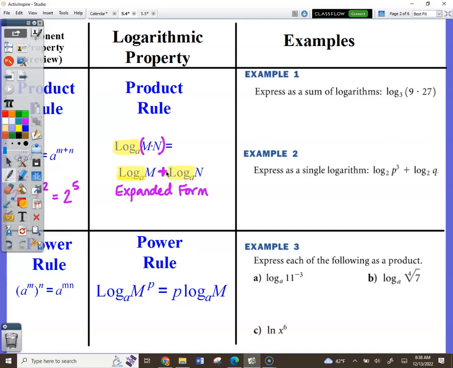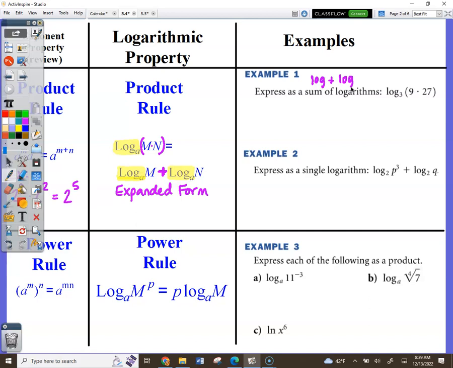Now come over here and let's practice. We're going to go in both directions. Make sure you understand the directions because that really helps you know what you're supposed to do. Express as a sum of logs, which means we're adding. So we should have a log plus a log. And they're telling you right there they want it in expanded form. Expanded form means it's singular. Nothing is condensed at all. So let's look at it.